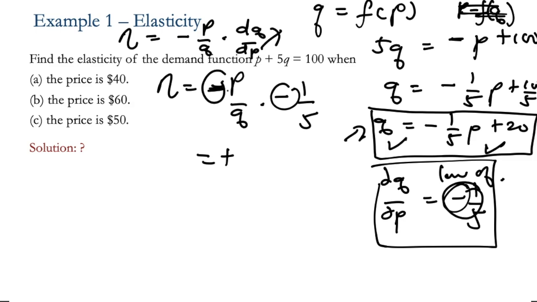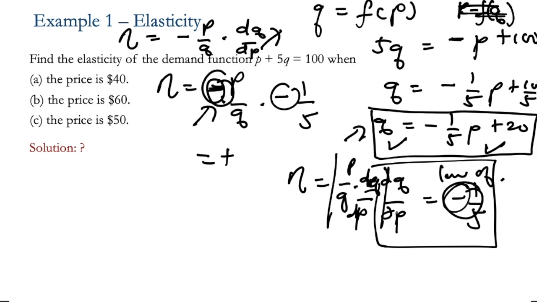All right, another way is, if you read other textbooks, sometimes they don't put a minus sign here. Sometimes they do it this way: you have P over Q times dQ over dP, but you put the absolute value so that the minus sign is abolished. Alright, now let's go to question E.